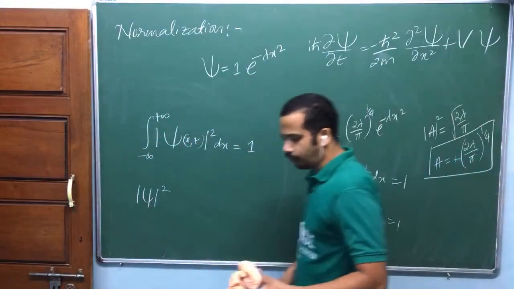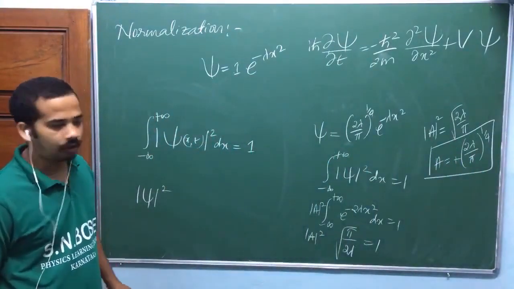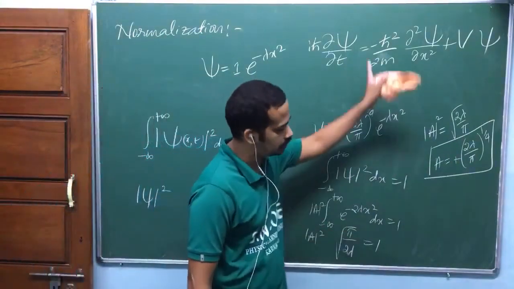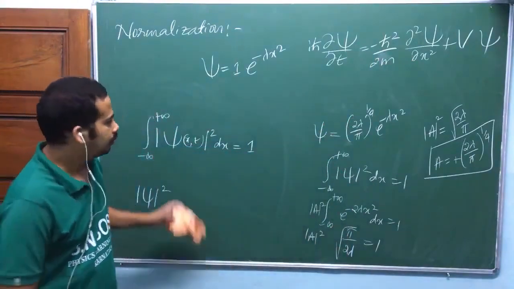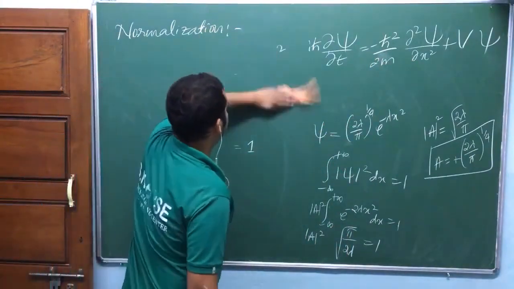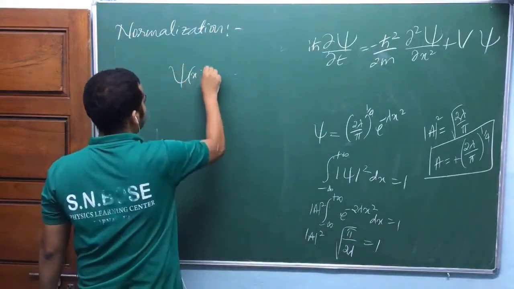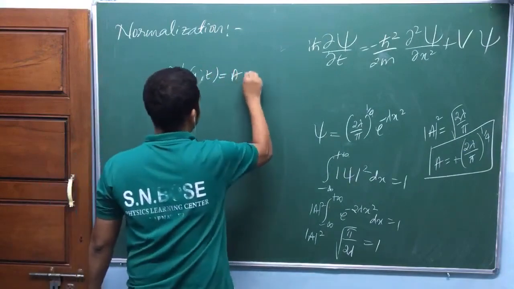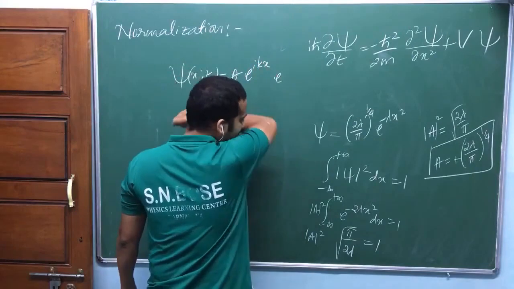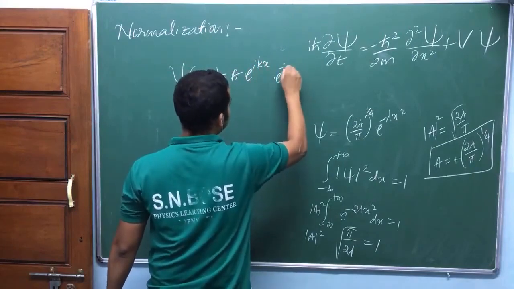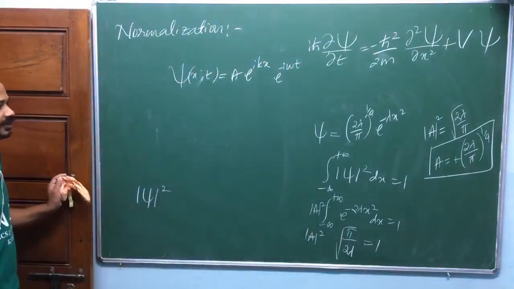Now look at here, whether all solutions are normalizable. Normalizable means whether we can do this for all solutions, whether we can do a probabilistic interpretation for all solutions. No. Suppose the solution is like this, psi of x comma t. Suppose you are worried about the time part, some A e power i kx into e power minus i omega t, kx minus omega t. That's what I was trying to write.